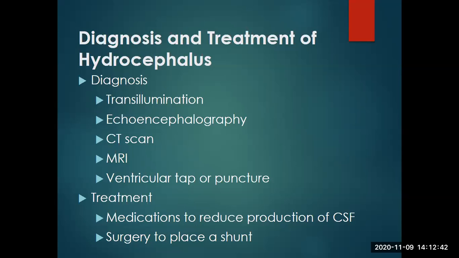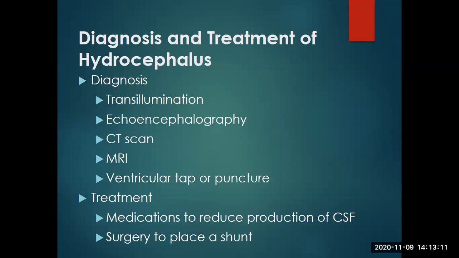The echoencephalography, the CT scan, and the MRI are going to be used to visualize any type of enlarged ventricles, and also help identify the area of obstruction. And the ventricular tap or puncture may be performed using a sterile technique, and this is going to determine the pressure and drain any of this cerebral spinal fluid, or CSF.